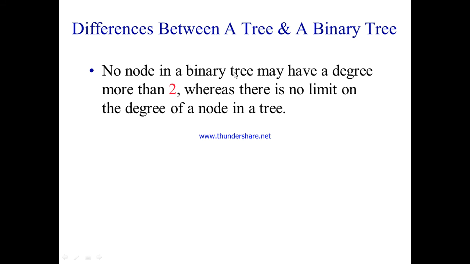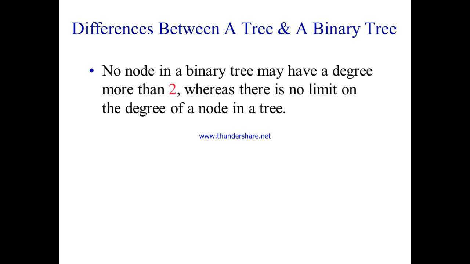So if I am taking a binary tree, no node in a binary tree may have a degree more than 2. That means any node should not contain more than 2 children. It can have 0, or 1, or 2. What is meant by degree? The node degree is nothing but the number of children. If the number of children exceeds 2, then it is not said to be a binary tree.